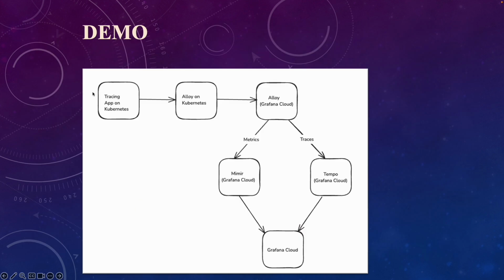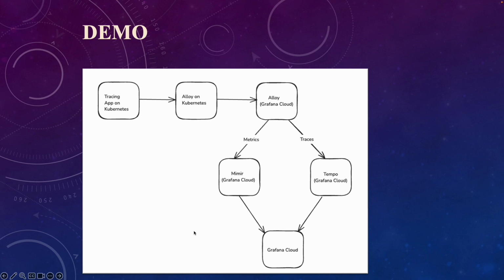So if you see in this diagram, we are using a tracing app which is deployed in a Kubernetes cluster, which sends traces to Grafana Alloy, which is also deployed in the Kubernetes cluster. From that Alloy, it will transfer the traces to Cloud Alloy, and internally it will connect to the Mimir and Tempo services of Grafana Cloud, which will help in getting the metrics and traces to Grafana Cloud. And finally, we can visualize and explore more about traces and metrics in Grafana Cloud.